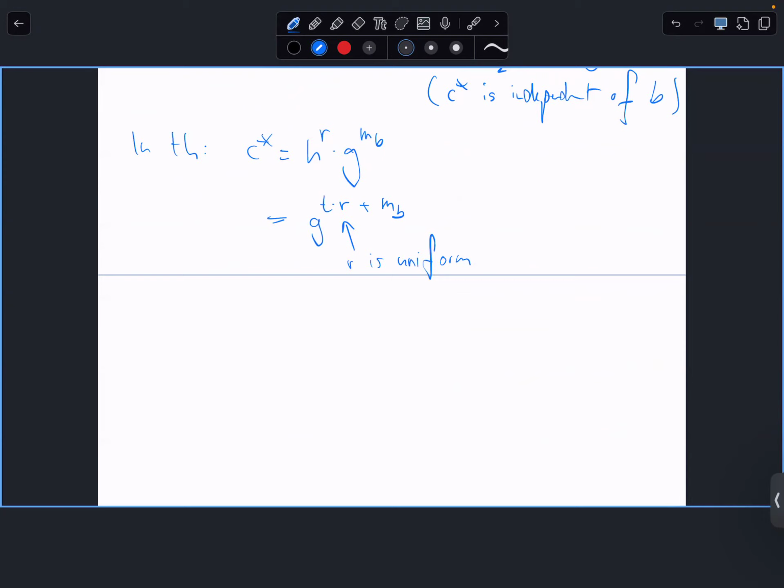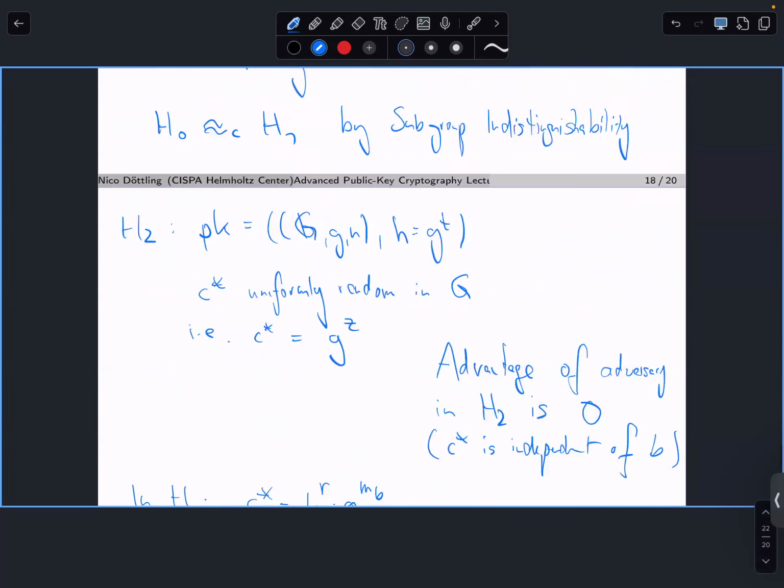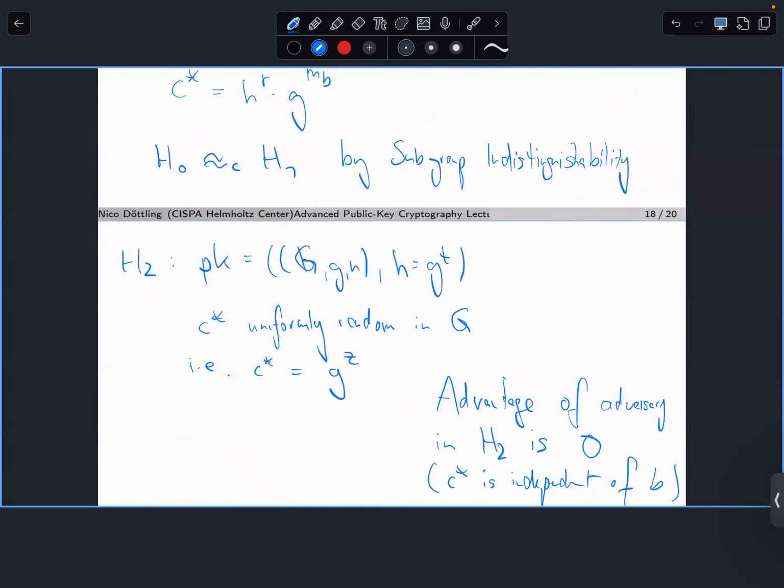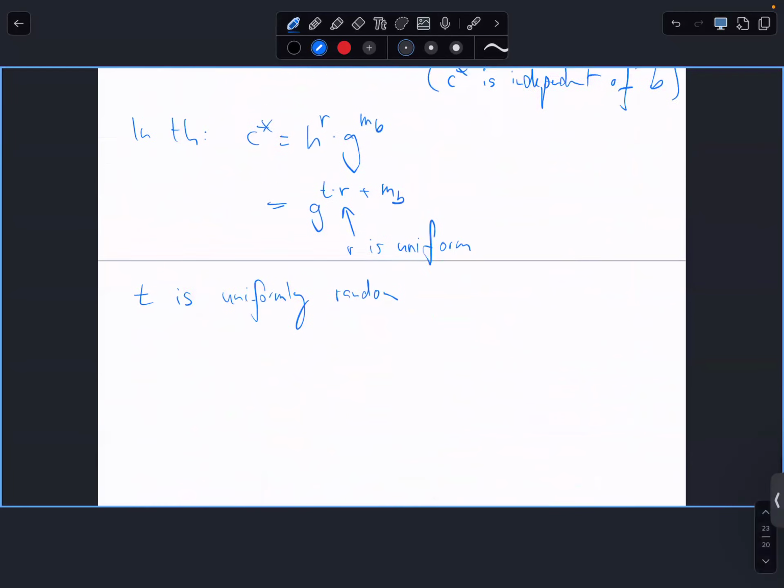So clearly, if T is 0, then this is not uniformly random. Then we have 0 times R plus MB, not good, right? But we also know that T is uniformly random. But information theoretically, the adversary knows what T is because it's given by the public key. Recall that we want statistical security now. The adversary could just compute T by computing the D log of H with respect to G. That's exactly T.